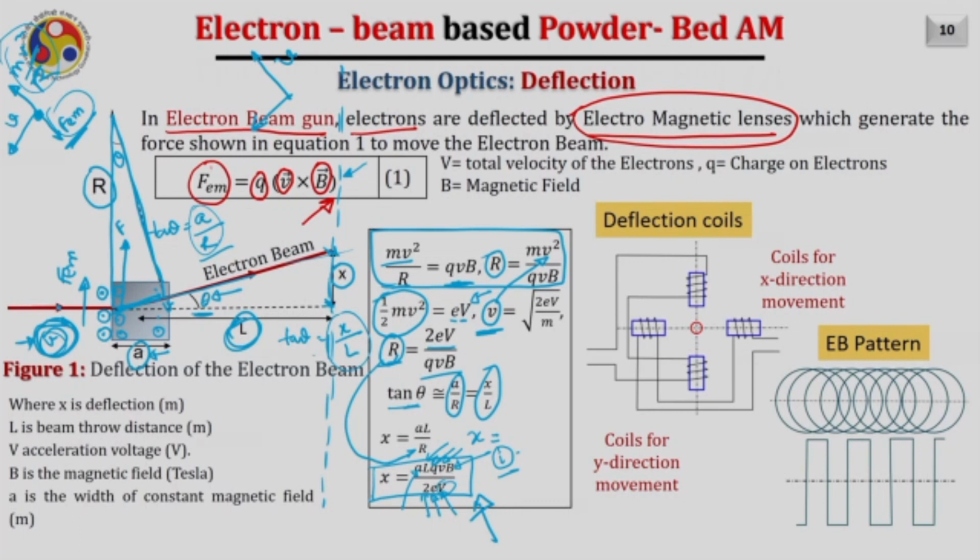Of course, this is a deflection in one direction. Now if you want to achieve deflection in another direction as well, there must be another coil perpendicular to the same. Therefore, the typical deflection coil looks something like this. There are coils corresponding to the X movement of the electron beam, and coils corresponding to the Y movement of the electron beam onto the powder bed. By giving the appropriate current to these deflection coils, one can set the values of X and Y, and the beam can be deflected to the desirable position.